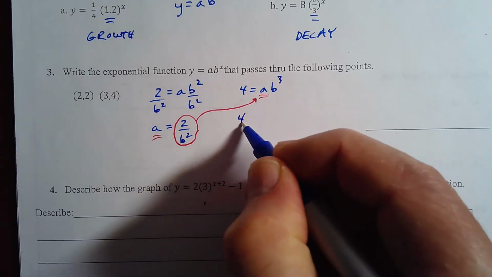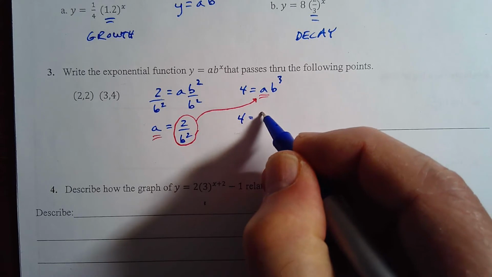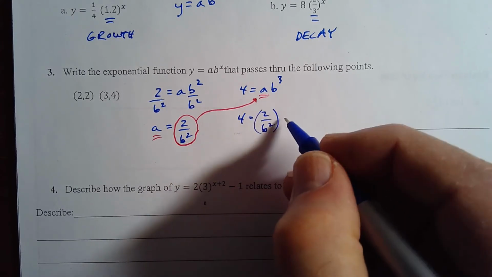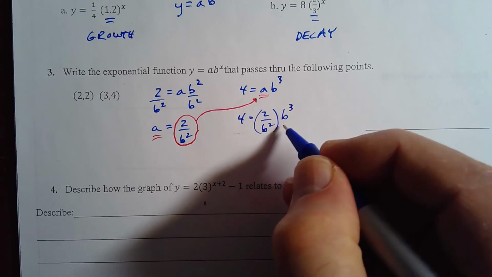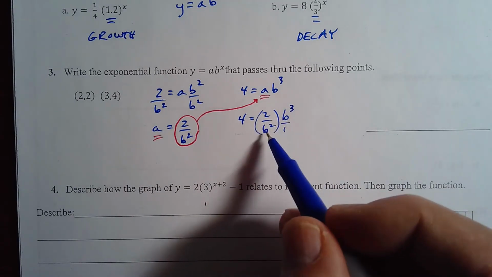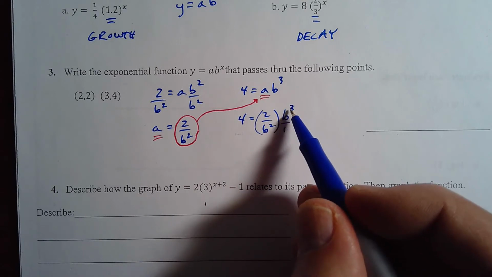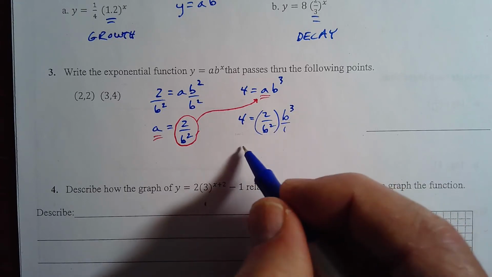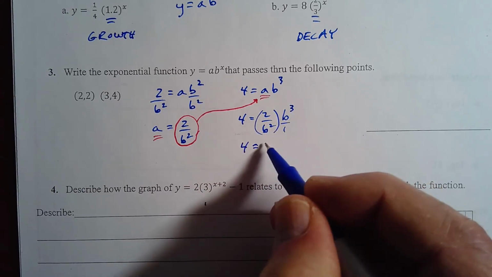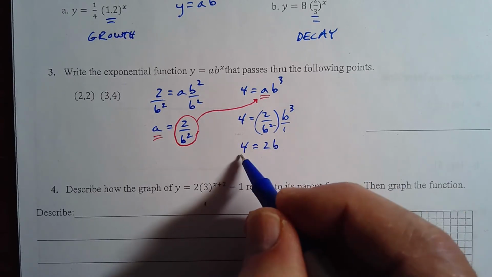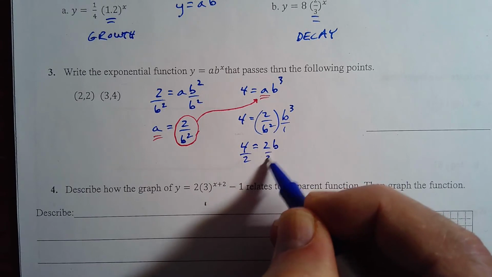So now 4 equals, instead of a, I'm going to substitute in 2 over b squared, and then that's times b to the third. I'm going to put that over 1 just to help you out here. So b squared underneath b to the third. You can use that division property of exponents, 3 minus 2, jump the line, change the sign. I get 4 equals 2b, which then gives 2 for my b value.